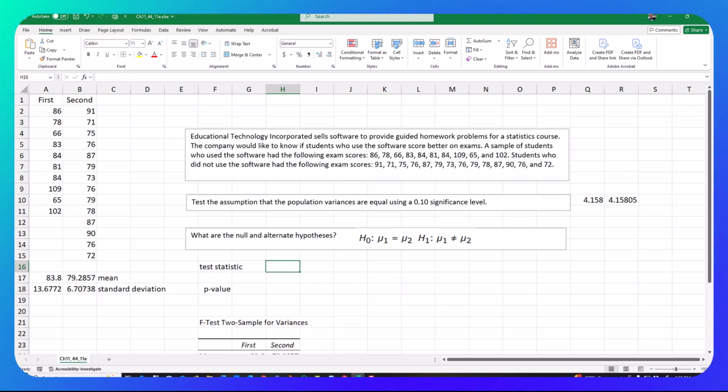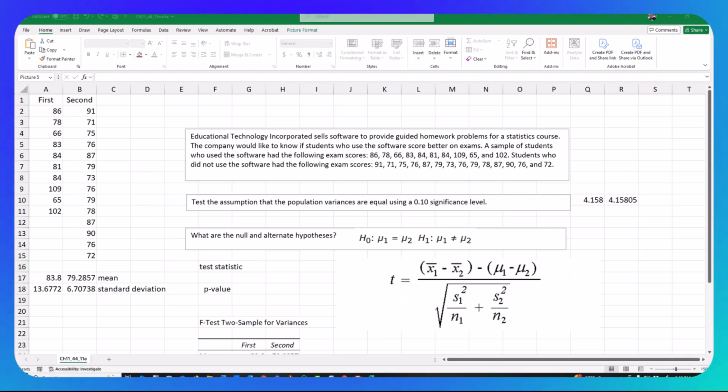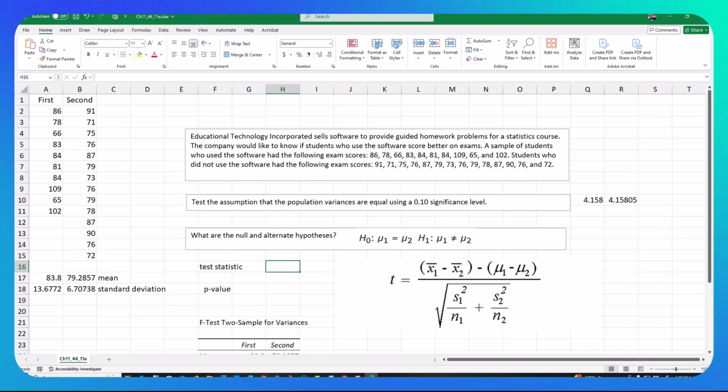To find the test statistic, we're looking at the difference between two means. This is going to be a t-test. All right, so I wrote out the formula so you can kind of see what I'm doing here. And so my test statistic is the difference in the means.